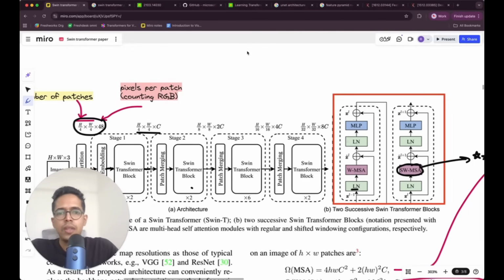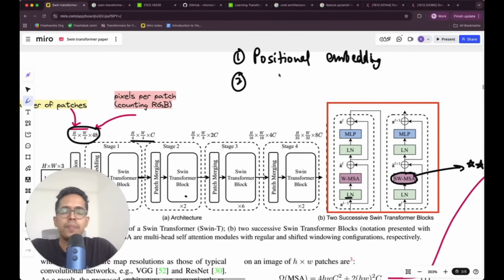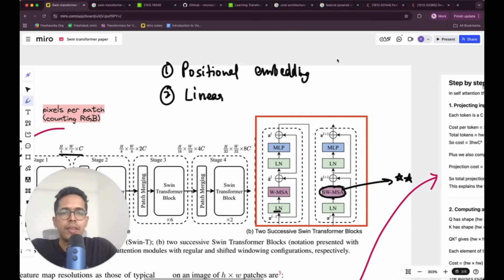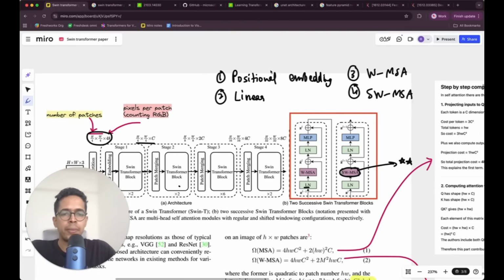So that is one question we have to answer. What we have to discuss is, one, are we doing positional embedding, or where is it? Second, why exactly is the complexity linear in Swin Transformer? That we are yet to discuss. Third thing we have to discuss is the window-based multi-head self-attention. Fourth thing is shifted window-based multi-head self-attention. So if we can discuss these four things and understand them properly, we understand the whole paper.